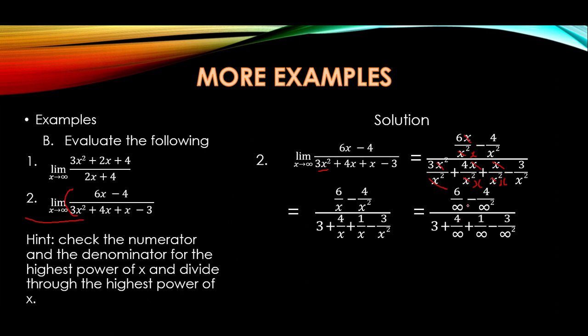So we have 6 over infinity minus 4 over infinity squared. And all of these, like we saw in our last example, will give us 0. This will also give us 0. In the denominator, 3 plus 4 divided by infinity will give us 0, 1 divided by infinity will give us 0, and 3 divided by infinity will also give us 0. In this case, we are having 0 divided by 3, and 0 divided by 3, as we know, will give us a value of 0.